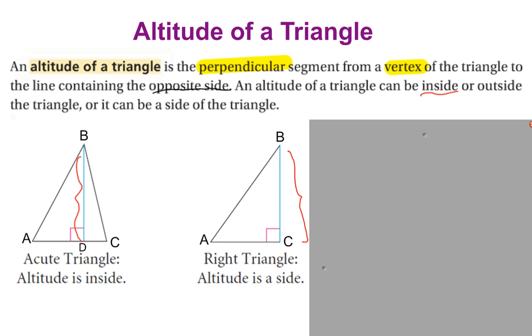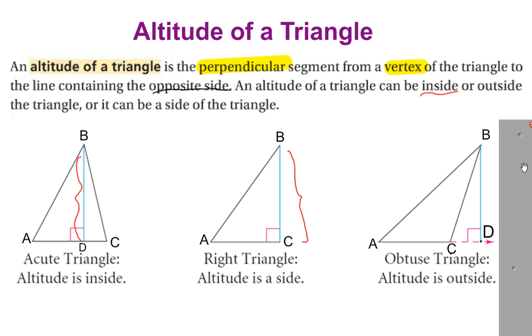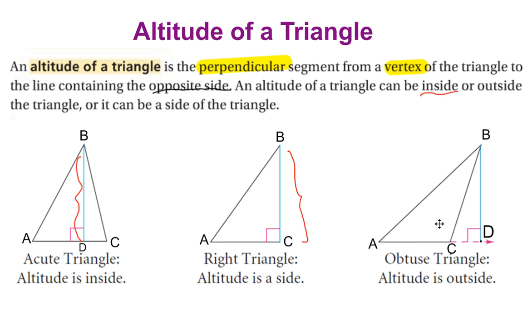Another example is when we have a triangle that is an obtuse triangle. In an obtuse triangle, the altitude is this BD. This is the altitude. What I needed to do, as you can notice, is I had to extend AC. AC is one leg of the triangle.